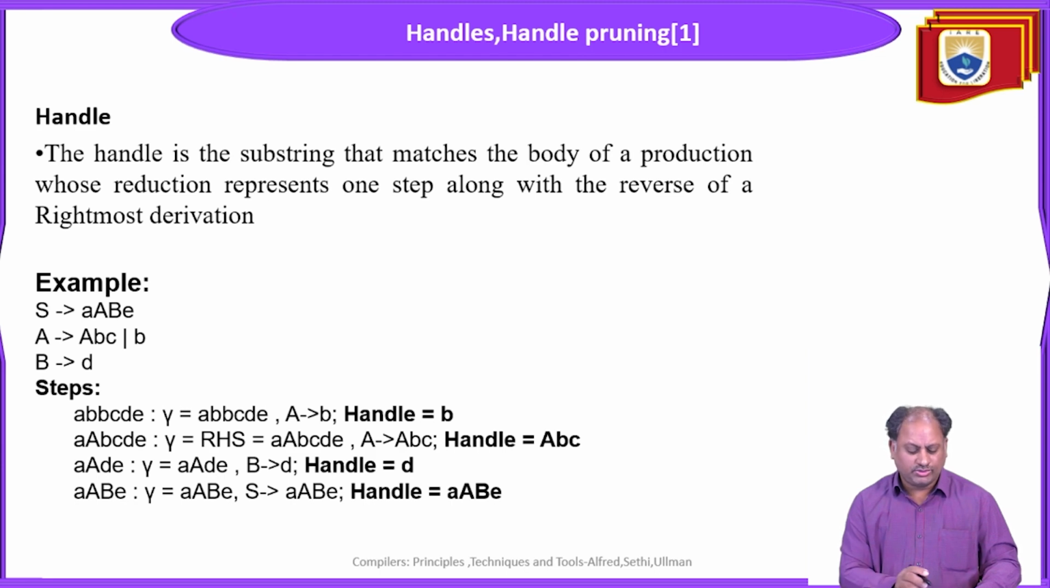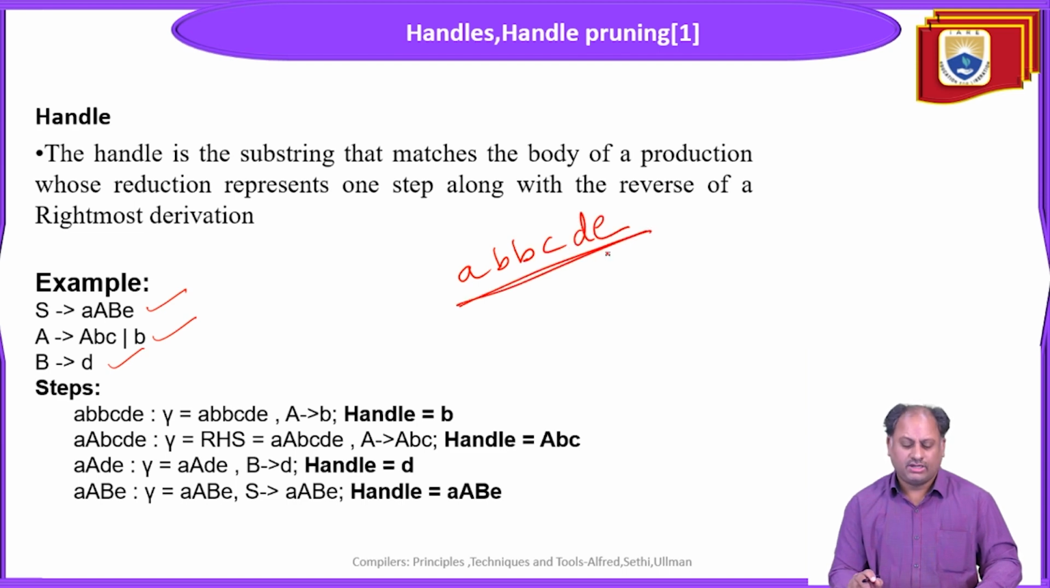In this example, the first production taken is S derives small a, capital B. The other productions are capital A derives capital A, small b, small c, capital A derives small b, and capital B derives small d. So here, what is the string to be developed? For example, you have taken a, b, b, c, d, e. It is the string to be developed.